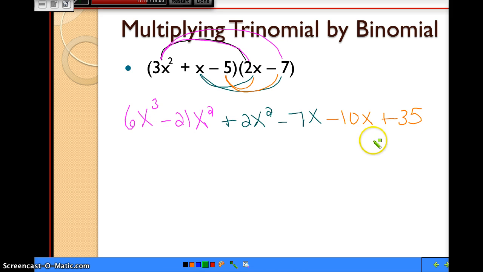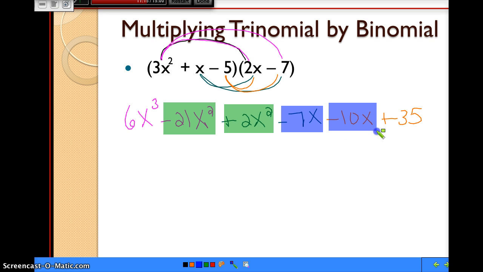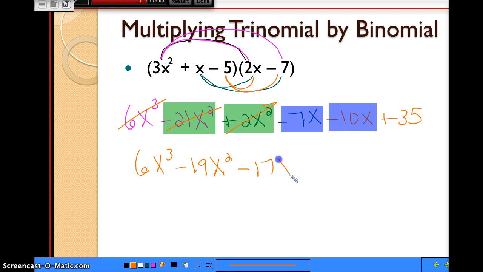Once you have fully multiplied it all the way through by doing the distributive property, you're going to identify like terms. Negative 21x squared and positive 2x squared are like terms. Negative 7x and negative 10x are like terms. The other two are singled out as 6x to the third. Negative 21x squared and 2x squared is negative 19x squared. Gone, gone, gone. Negative 7x minus 10x is negative 17x. Gone and gone. Plus 35 drops down.